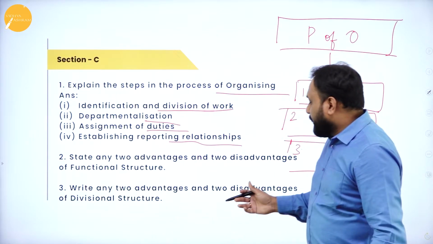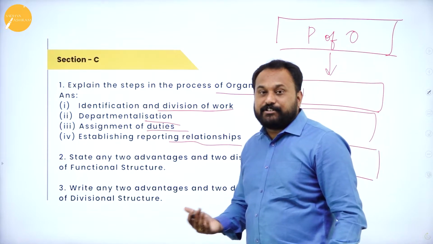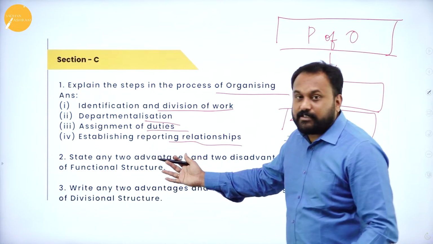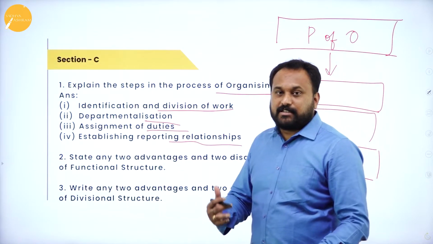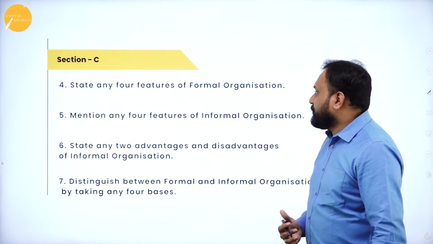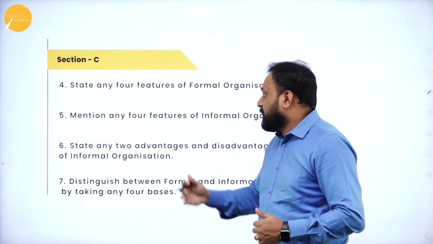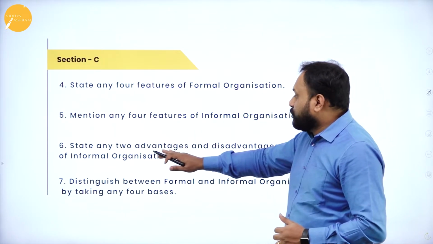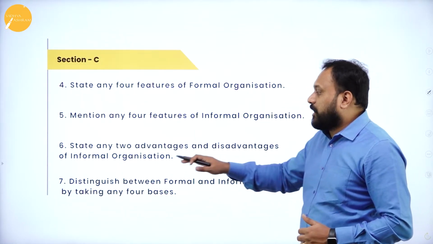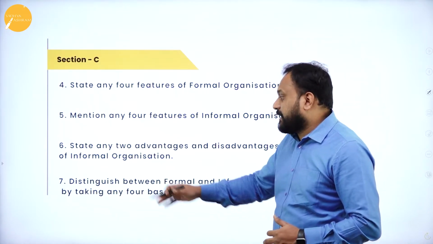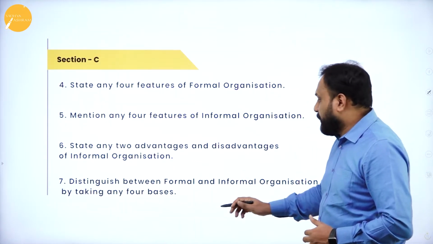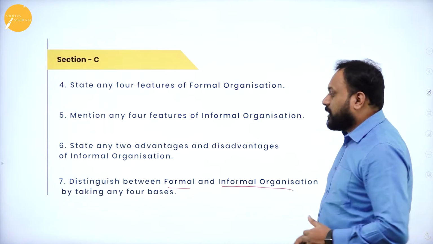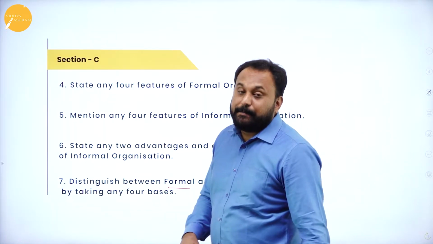Write any 2 advantages and 2 disadvantages of divisional structure. The same way you have written the functional, you are supposed to go with the divisional structure as well. State any 4 features of formal organization. Mention any 4 features of informal organization. State any 2 advantages and disadvantages of informal organization. And the last question here is distinguish between formal and informal organization by taking any 4 bases.